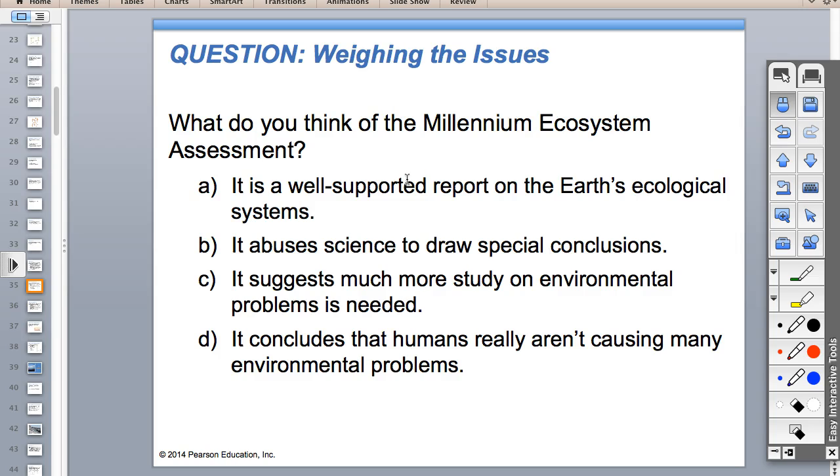Well, the Millennium Ecosystem Assessment just basically said we're all going to die. The life is, we're doing awful. It's probably C, I'm guessing.